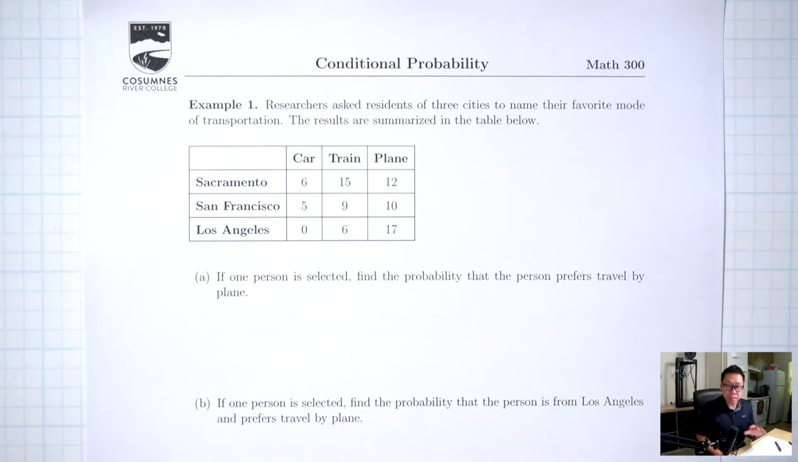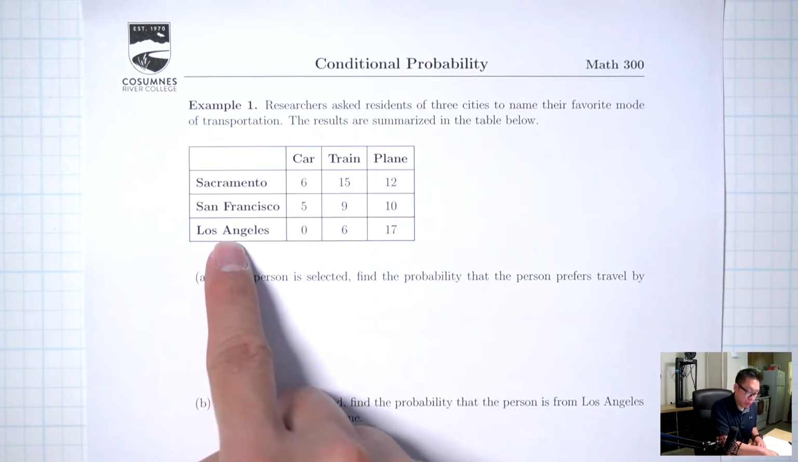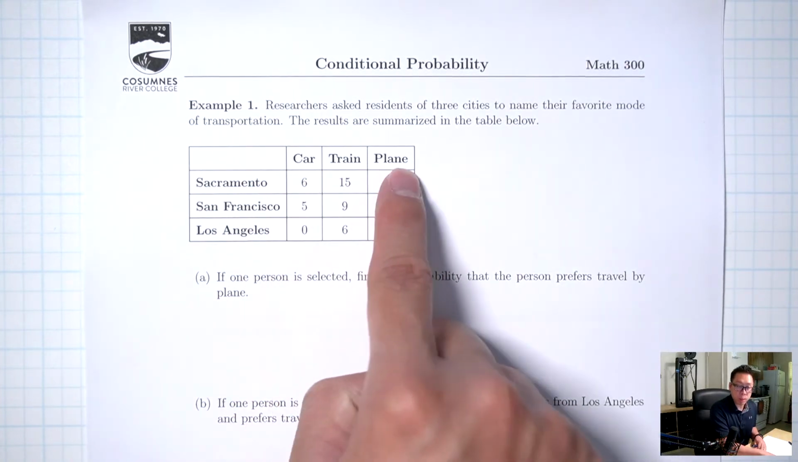Welcome back. In the last lecture, we talked about the difference between "and" or "or". So here on the front page, I'm going to do a brief review of the difference between "and" and "or", and then we'll add on. We have a table here. These are people from 3 different cities and their preferred mode of transportation.